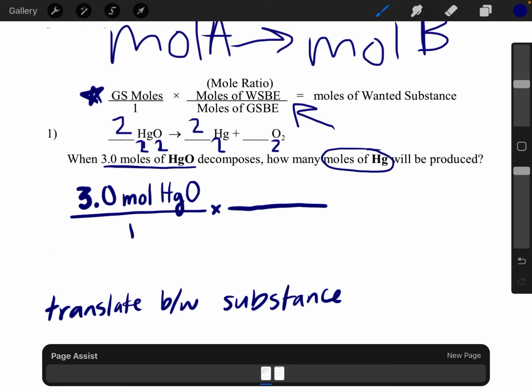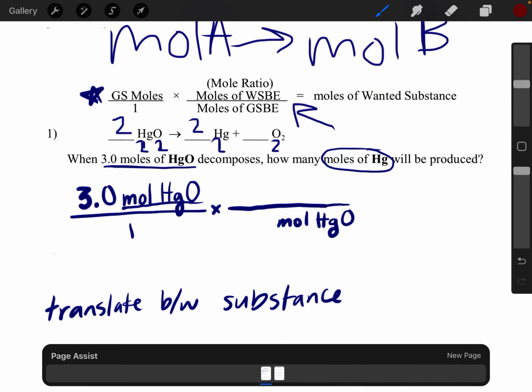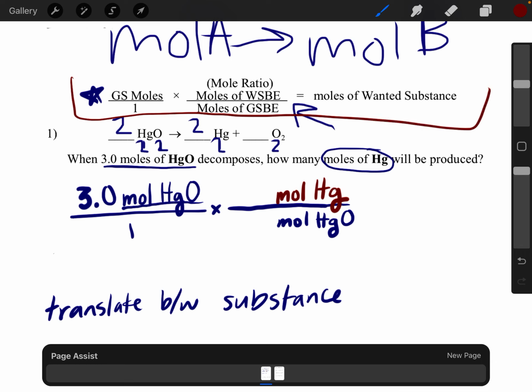So the way you do a stoichiometry problem, you take whatever unit and substance you have right there, and you put it directly diagonal, like so, because what you're trying to do is cancel out that unit. Now, we're going to put whoever we want on the top, and that's going to be moles of mercury. And again, this is exactly what this formula is telling us up here. It's saying, given substance of moles over 1, and on the bottom, we have moles of given substance from the balanced equation, and moles of wanted substance from the balanced equation, which is exactly what I have right here.